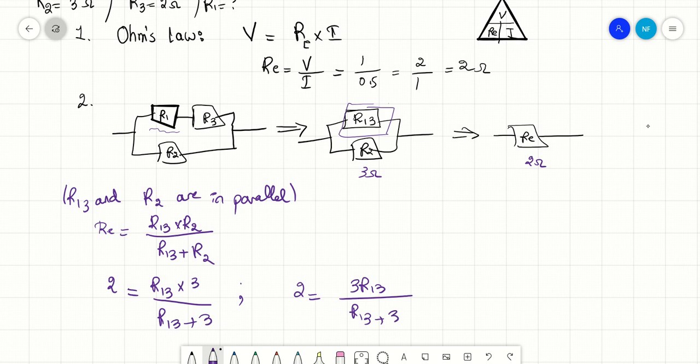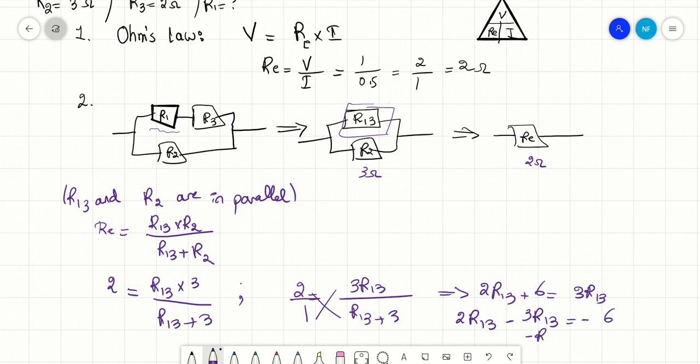When I'm saying x times 3, it is the same as 3x. So R13 times 3 is the same as 3 R13. Of course now I will make a cross multiplication, then I will have 2 R13 plus 6, and the answer will be equal to 3 R13. I will bring R13 to the same side, so 2 R13 minus 3 R13, and take 6 to the second side, it will be equal to minus 6, so minus R13 equals minus 6, and R13 will be equal to 6 ohm.